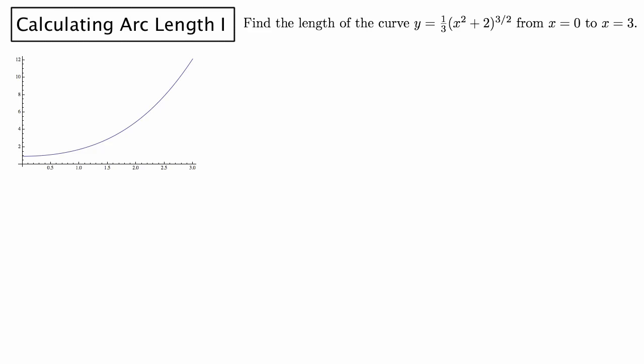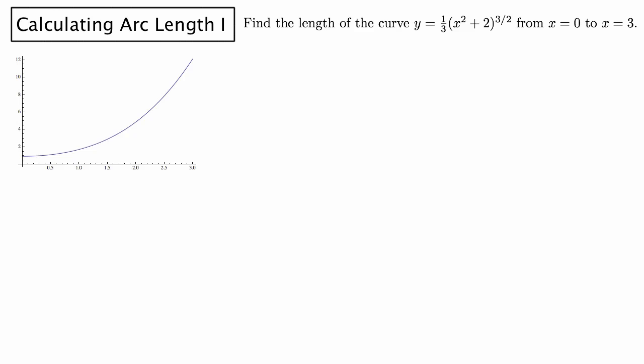Welcome to another MathCast. In this episode, we're going to be taking a look at how to calculate arc length of a curve. We're going to be looking at the arc length integral formula and just doing a simple example to get us used to working with the types of integrals that you'll be calculating in this section. As we start, we're looking at a curve here, 1/3 (x squared plus 2) raised to the 3/2, from x equal to 0 to x equal to 3.